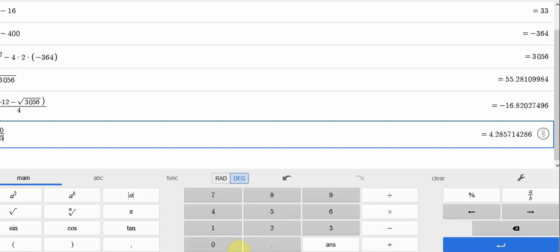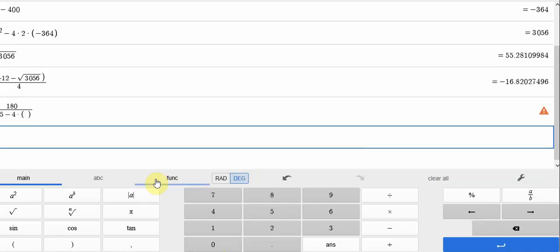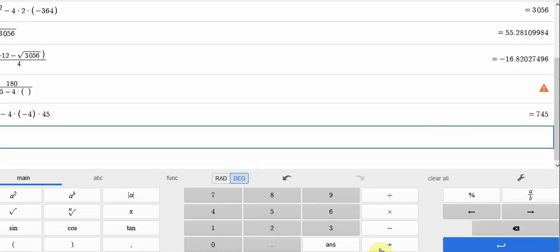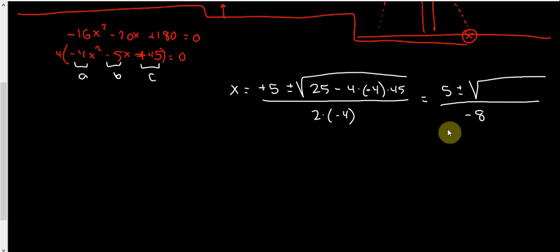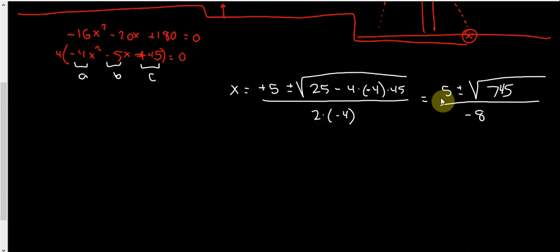Okay, let me try this again on the calculator. 25 minus 4 times negative 4 times 45 equals 745. Let me make sure it was 45. Yes, it is. I think it was 745, but let me go back and check. Yes, 745. So what we're going to want to do is 5 plus that divided by negative 8, and 5 minus that divided by negative 8, and we will get two solutions.